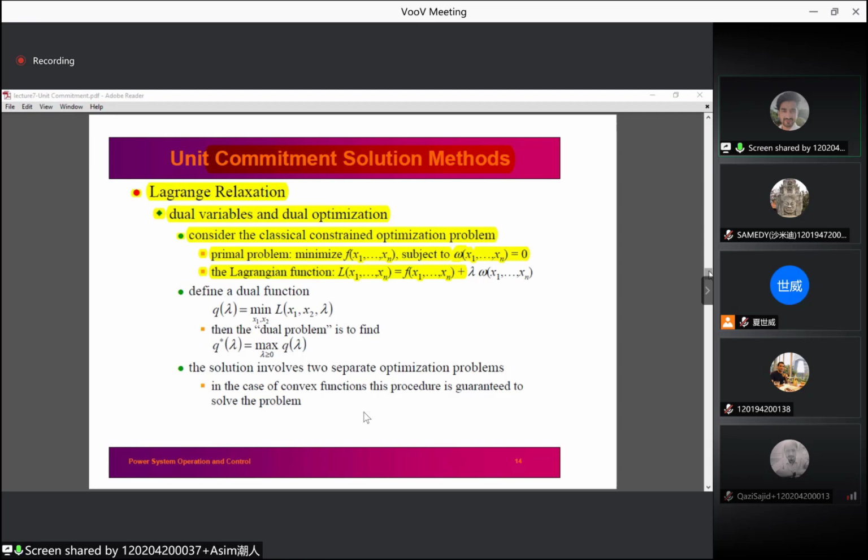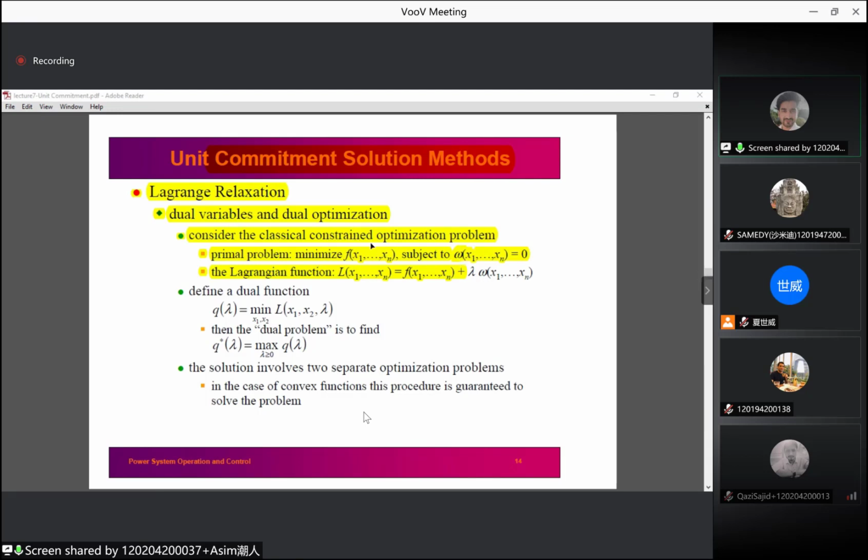And why do we use the Lagrange relaxation method? What is the need of this method? Because the dynamic programming method of solution of the unit commitment problem has many disadvantages for large power systems with many generating units. So for better optimization, we use the Lagrange relaxation method.